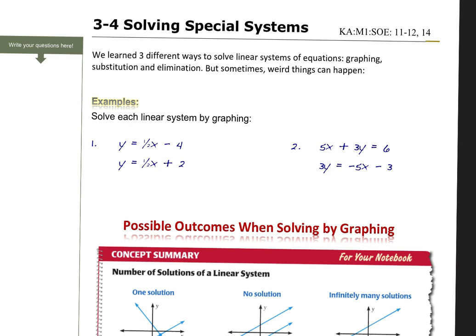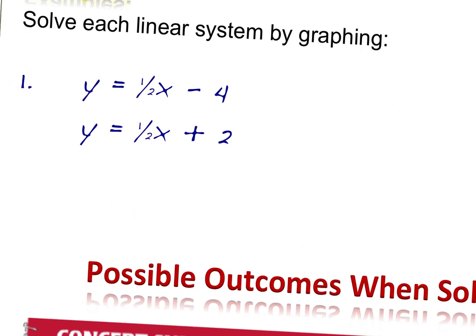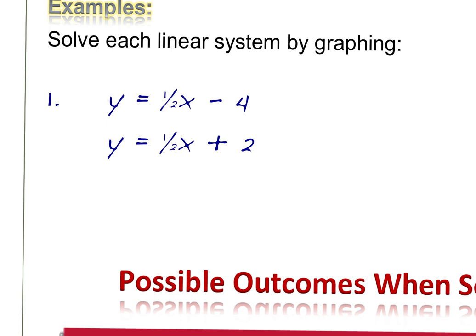All right, let's talk about 3.4, solving special systems. So these are going to be ones that have unique scenarios. Just to show you what I mean, let's take a look at number 1. If I was to graph both of these, notice they both have the same slope. What does that mean? Well, let's just take a look.